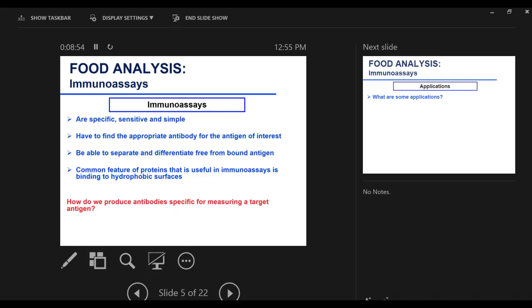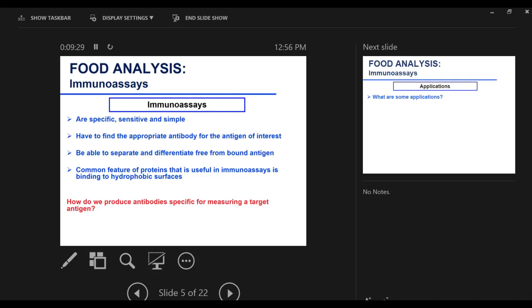So we do have to find appropriate antibodies for the antigen of interest. Sometimes these are the monoclonal that we can buy. Other times we actually use, for example, for allergy testing, sera from people that are allergic. So we get blood and separate the blood to extract the sera and use the sera as a source of antibodies to detect changes in allergens due to processing, for example. But we need to get the appropriate antibody for what we're looking for.